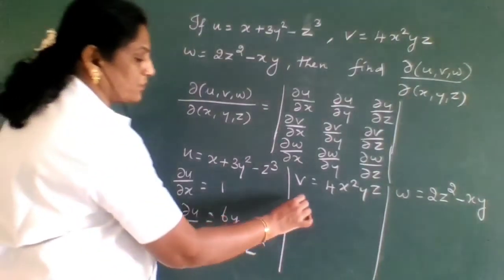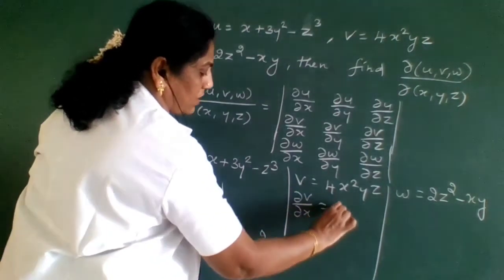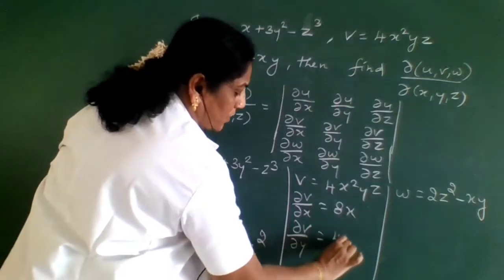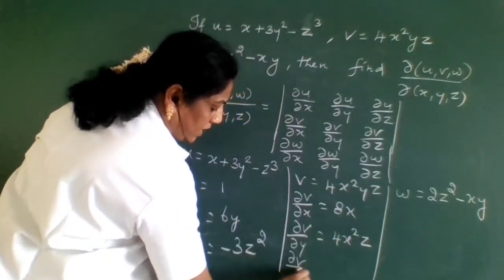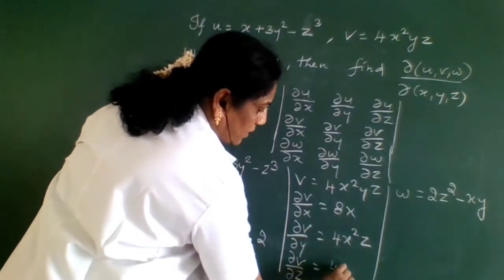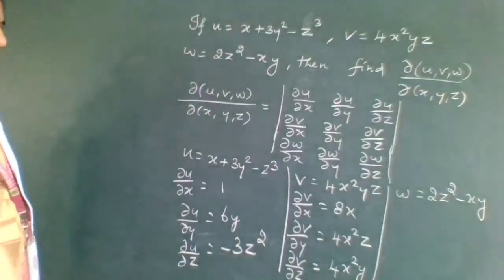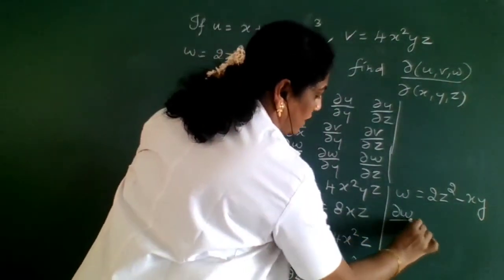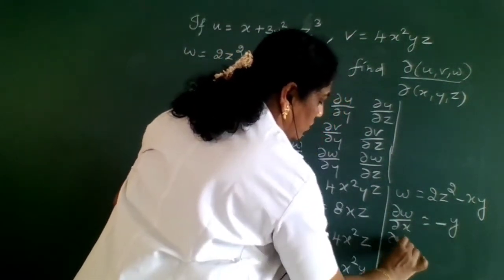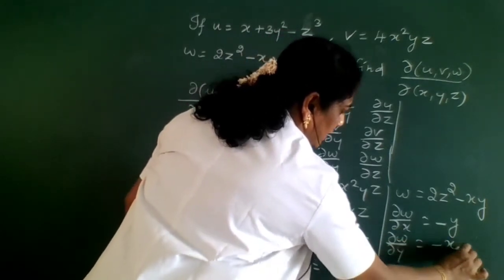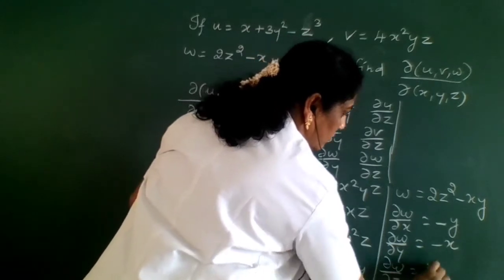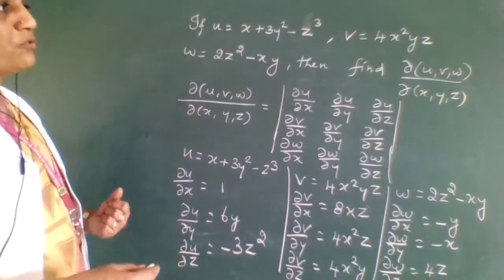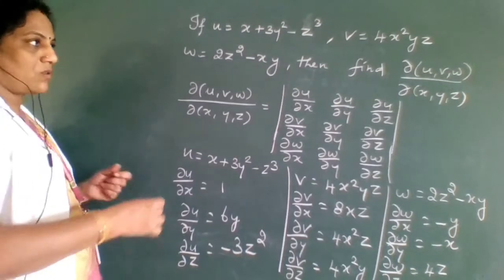Okay, and ∂v/∂x equal to 8xyz, ∂v/∂y equal to 4x squared z, ∂v/∂z equal to 4x squared y. Next, ∂w/∂x equal to minus y, ∂w/∂y equal to minus x, and ∂w/∂z equal to 4z. This is the value.